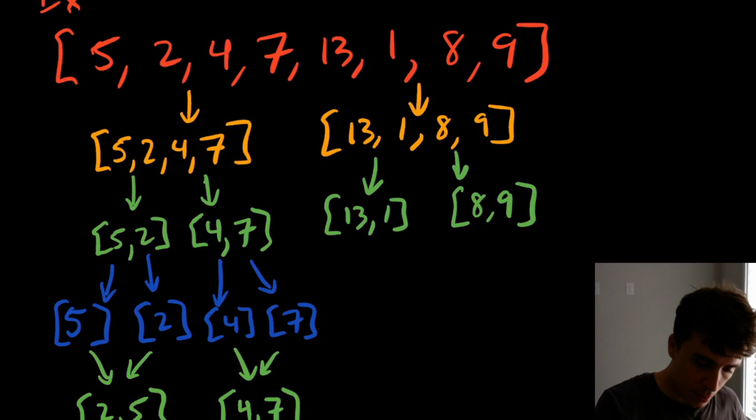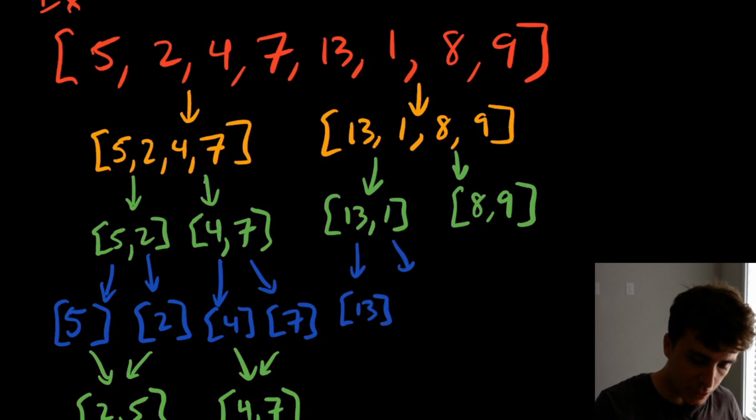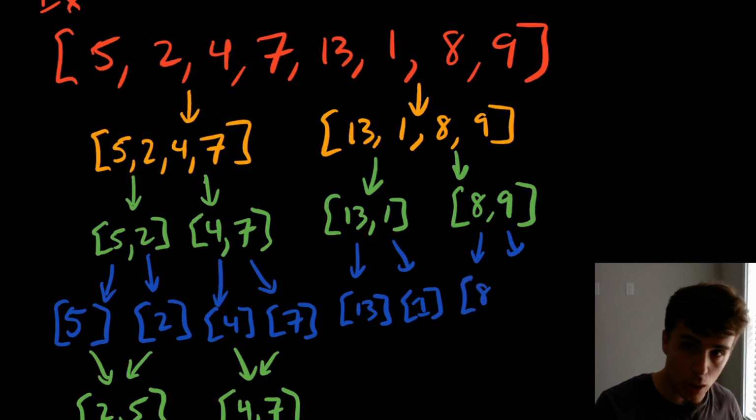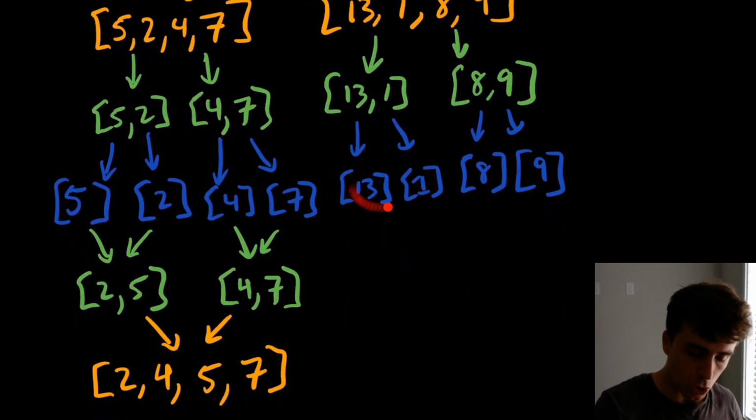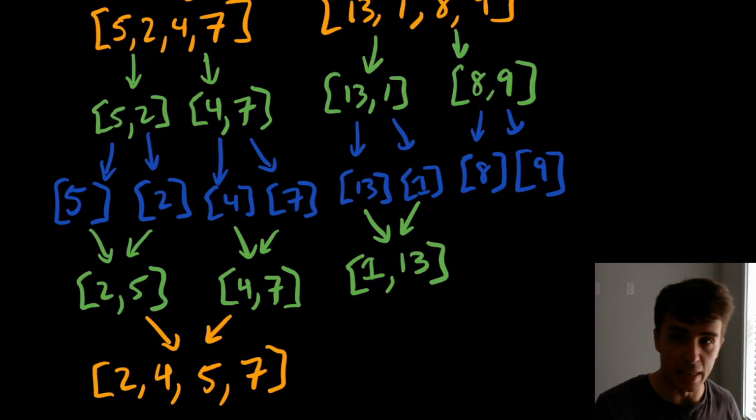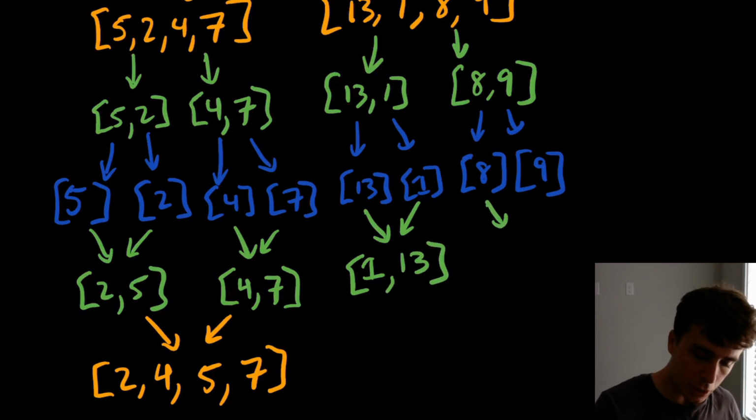Okay, so then this first one, again, gets broken up into two smaller lists of size, in this case, 1. And this one gets broken up into two smaller lists, which are 8 and 9. And then now, of course, we're going to have to merge these two. So if we merge these two and have them be sorted, then the result is going to be the list which has a 1 and 13 in it. And if we merge these two, we're going to get 8 and 9.